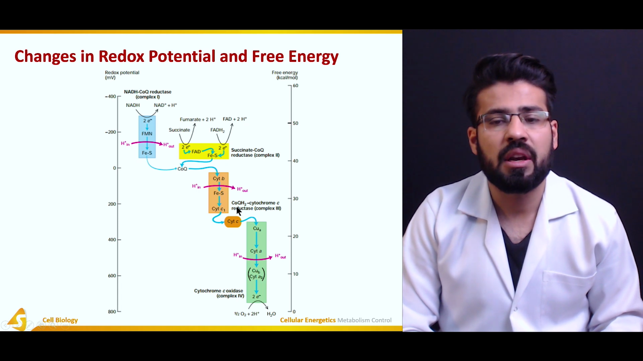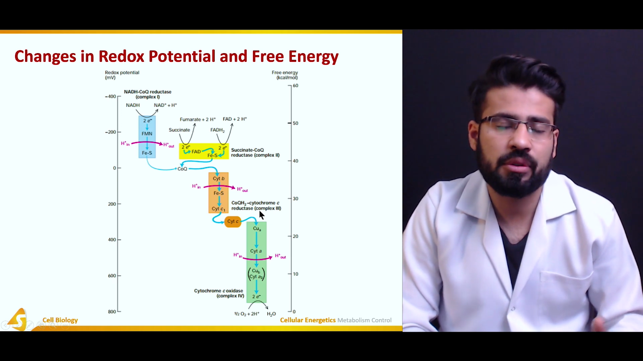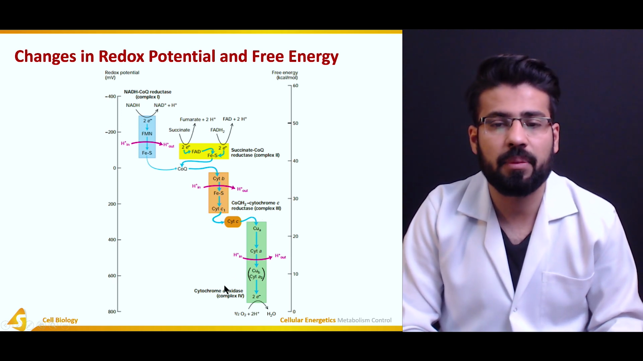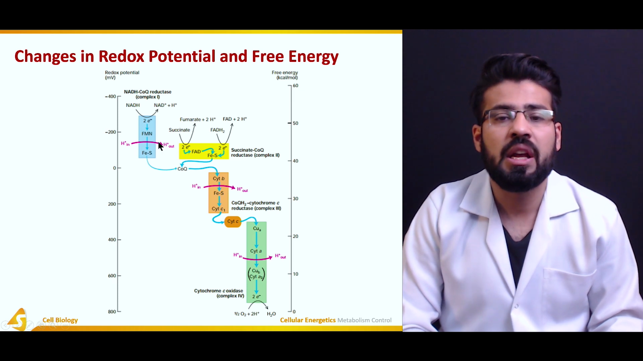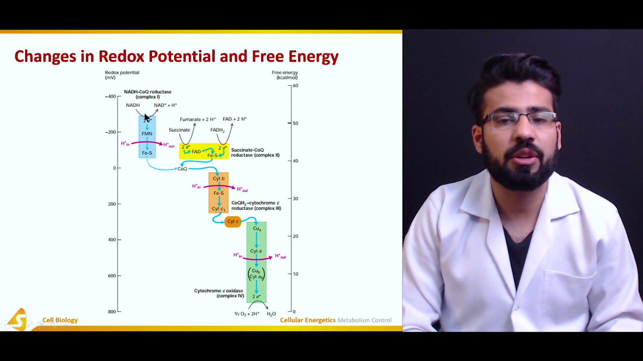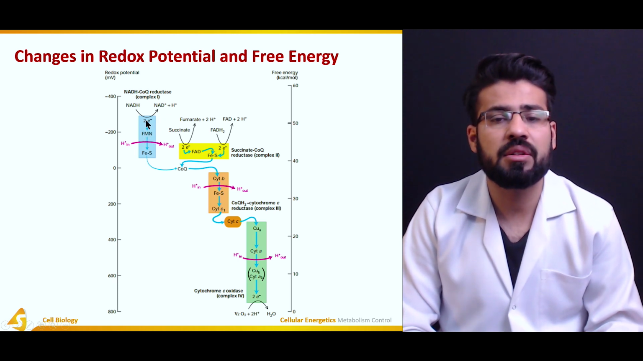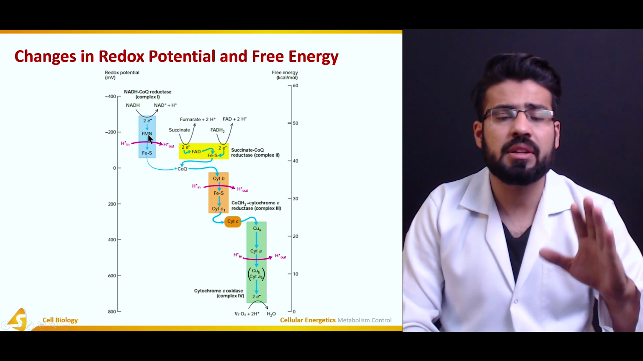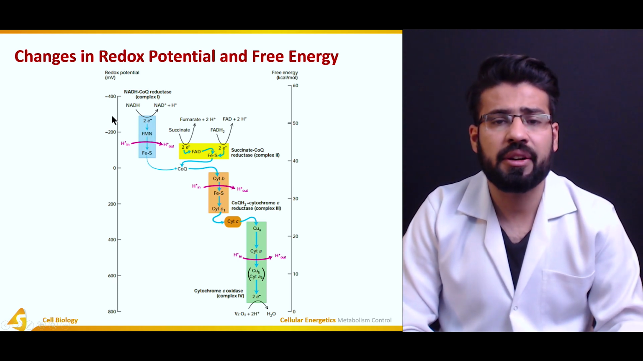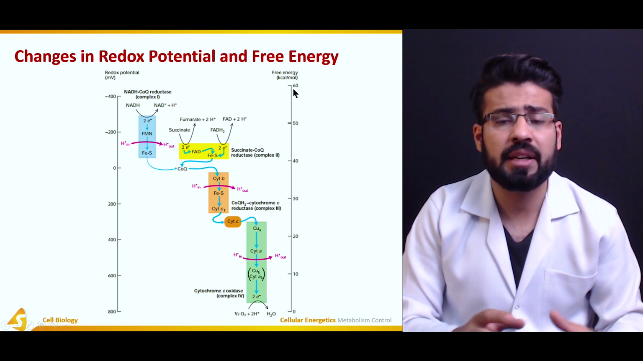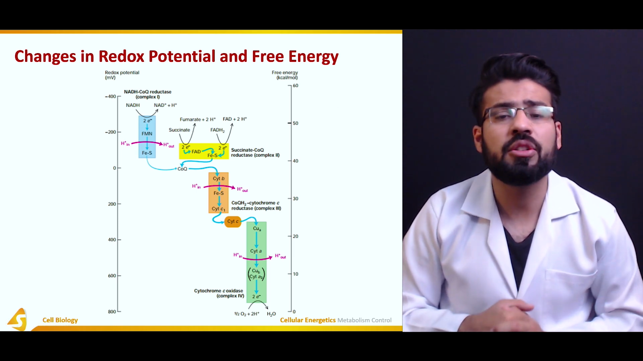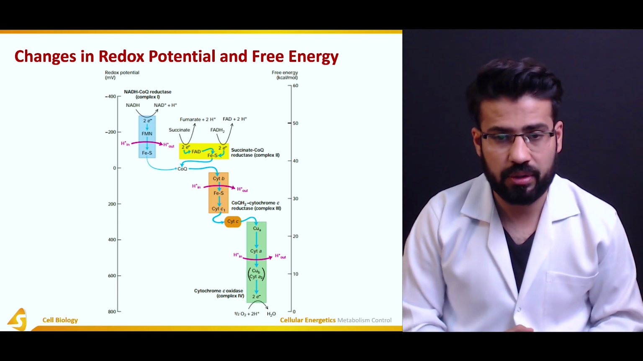Now over here, this is the CoQH2-cytochrome C reductase complex, which to simplify is known as complex 3. This is complex 4, complex 2, and complex 1, of course. So what happens is NADH is going to be converted because it is going to give 2 electrons to FMN. If you can see, the redox potential is increasing as we move downward, and the free energy that these electrons have is going to decrease slowly and steadily as they move down the redox potential.